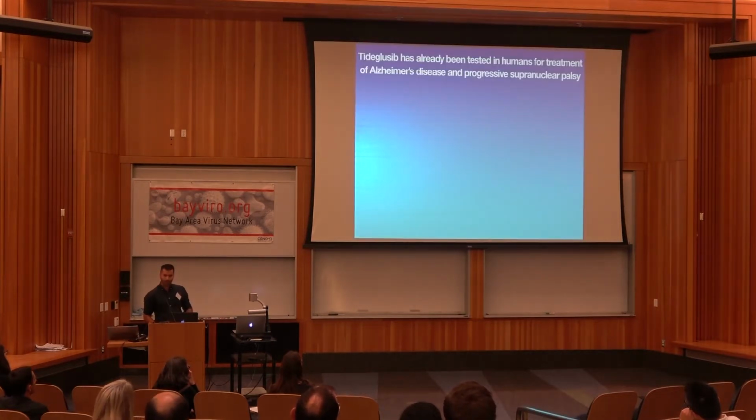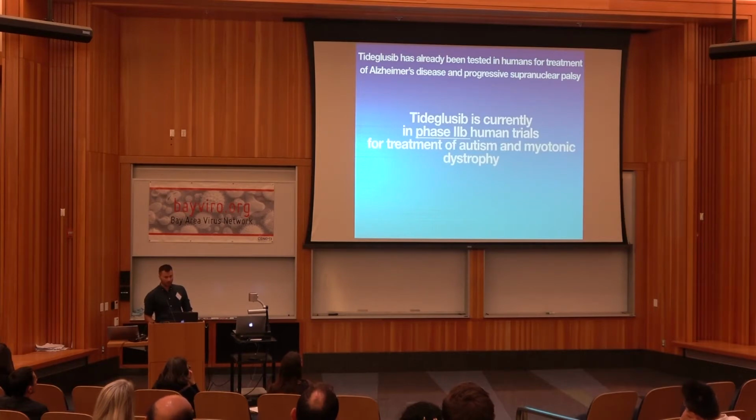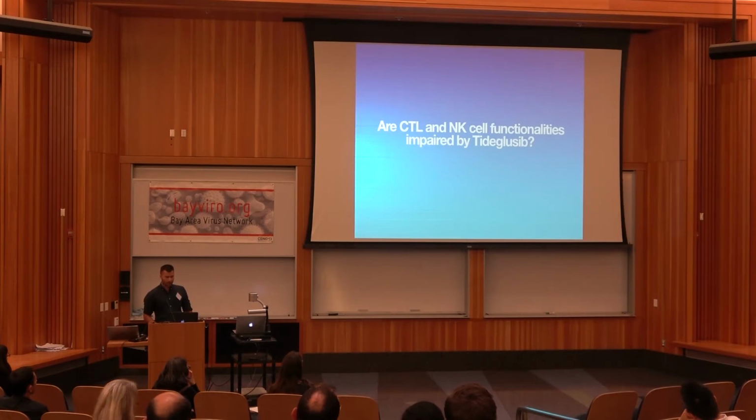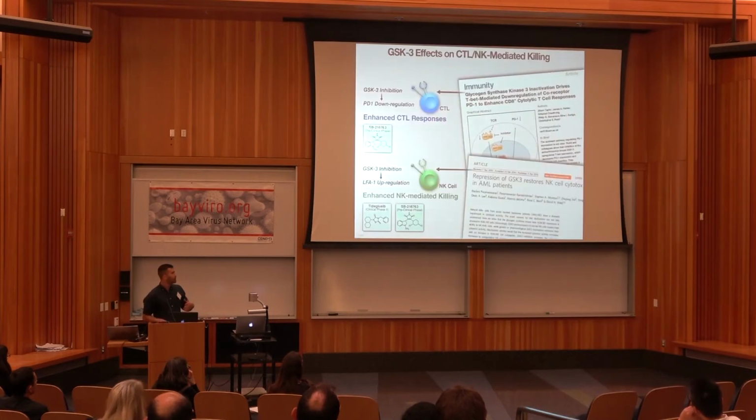Now, tideglusib, as I mentioned before, is in clinical phase of study, has already been tested in humans for treatment of neurological disorders, and right now is in phase 2 human trials for treatment of autism and myotonic dystrophy. So we decided to focus our next questions on tideglusib only. And the final point that we wanted to address was, is tideglusib affecting viability and functionalities of CTLs and NK cells? We have some interesting information coming from the literature.